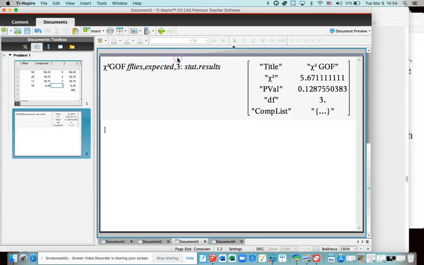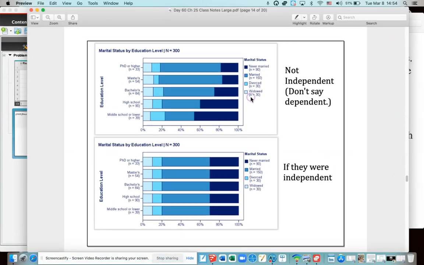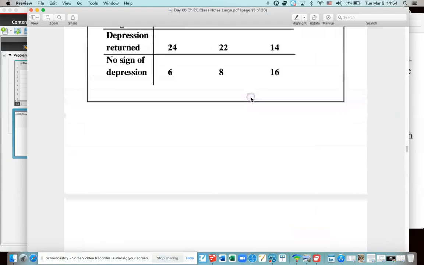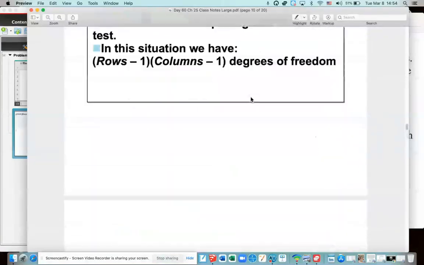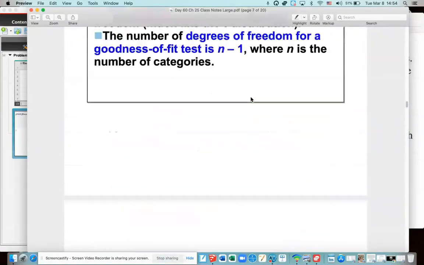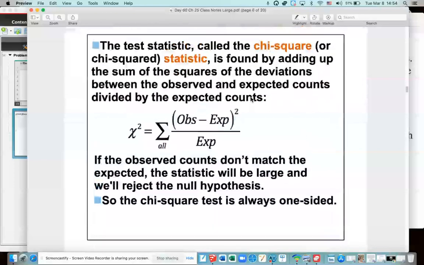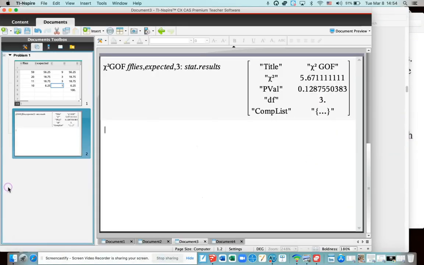All right, so that chi-squared value, let me go back here, show you the formula again. Right there, right? Observed minus expected squared over the expected. So this is what you're doing, summing them all up, right? So the calculator does that. It gives me 5.67 for degrees of freedom of 3.